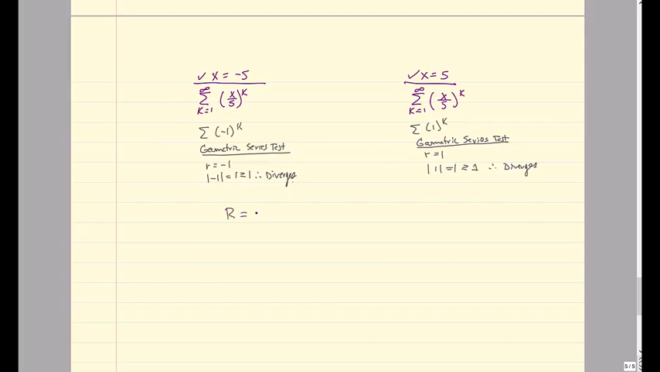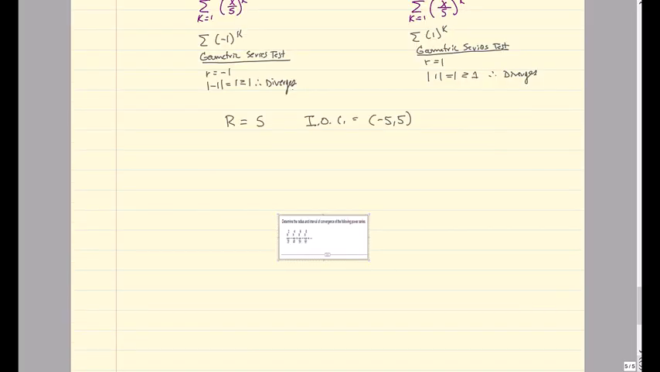So r was equal to 5, the radius of convergence, and the interval of convergence was equal to -5 to 5. No brackets, no equal sign, because both of the endpoints diverged. So again, we used the root test.